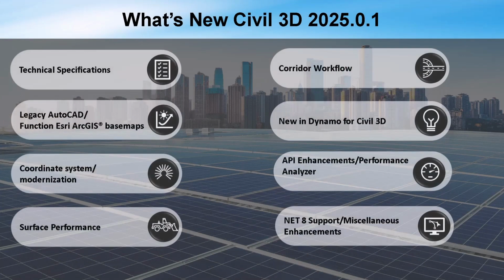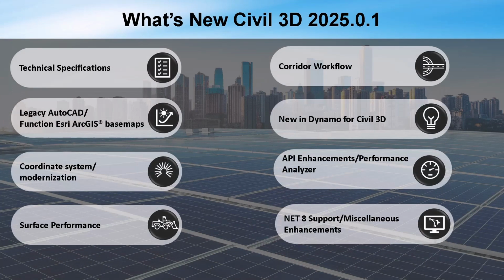Let's see. There were modifications made to the technical specifications, direct communication issues related to ArcGIS maps, modernization of the coordinate system, enhancements in surface performance, introduction of new corridor flow, in addition to the changes that were already included in the 2024 version 3 of the project.